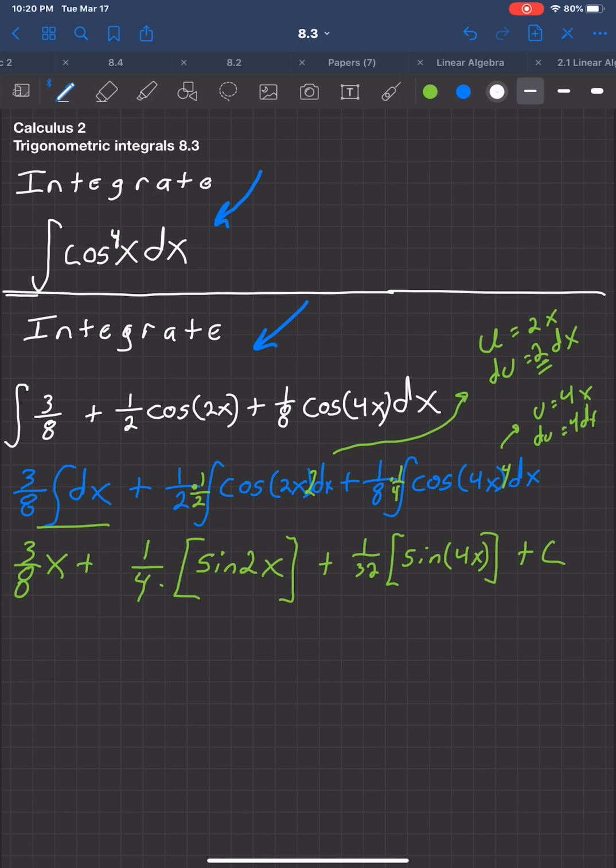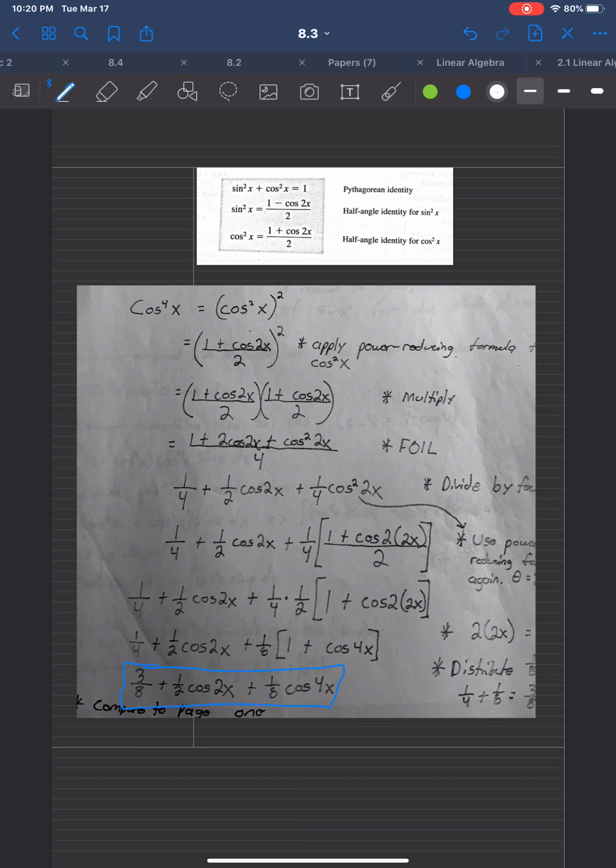You actually can rewrite cosine to the power 4 as 3/8 plus half of cosine of 2x plus 1/8 cosine 4x. But how do you do that? Well, you would have had to have been paying attention back in your trigonometry class. Maybe that was in pre-calculus part 2. But it's just making use of some identities that you worked with back in your trig class.